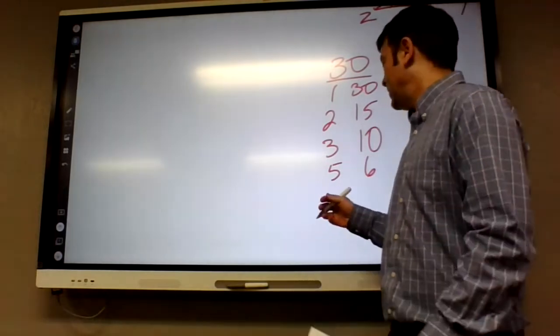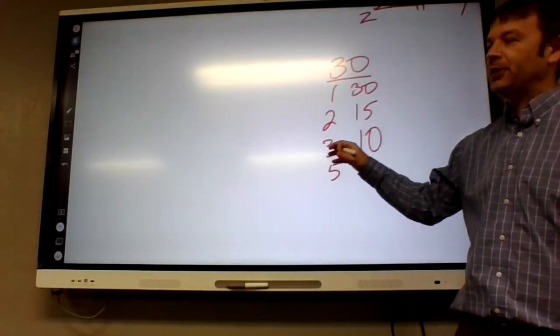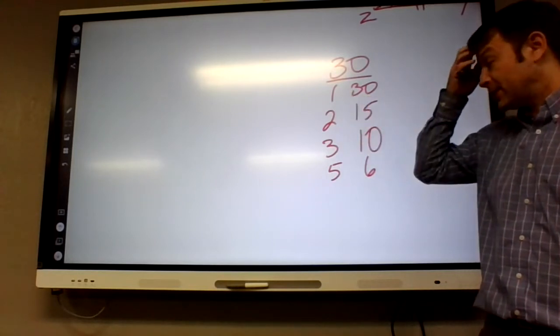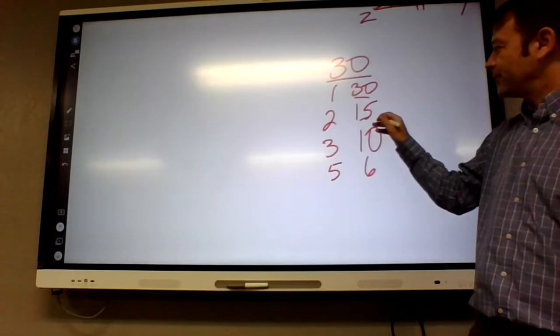Boom. So, if 6 didn't work, then we try 5, then we try 3, then we try 2. Taking 1 out is like doing nothing, so that doesn't count. Just go from the biggest to the smallest.